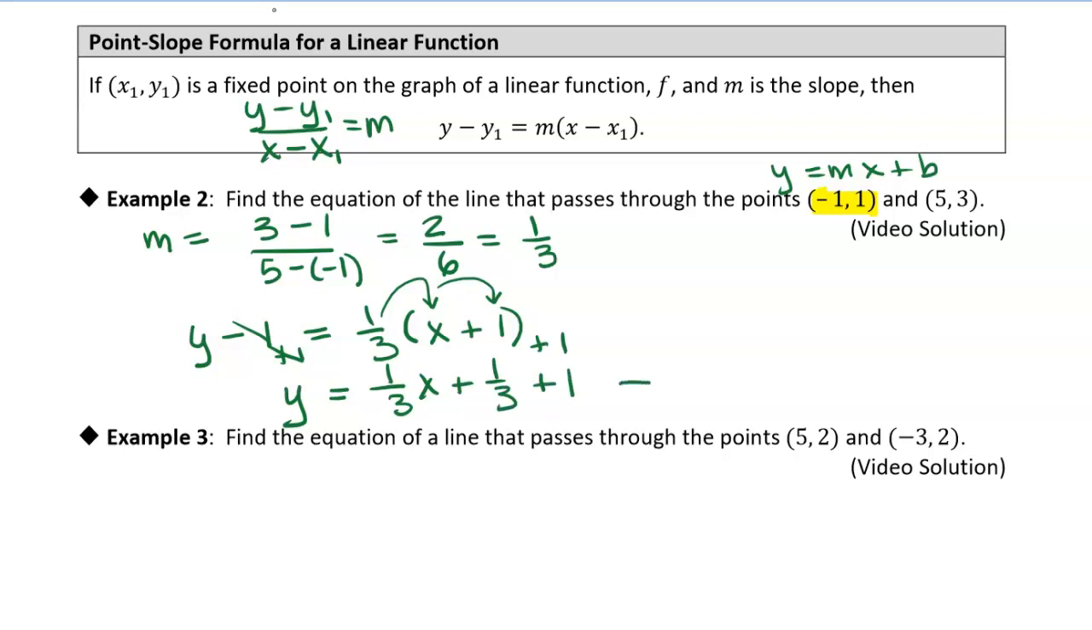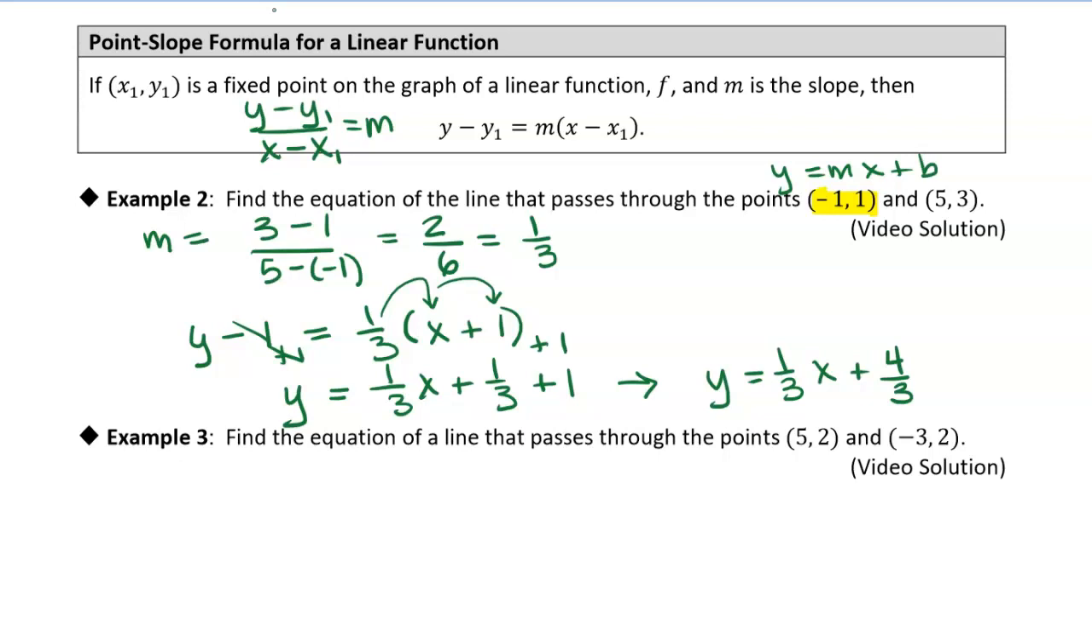So I'm going to rewrite that. I'm going to combine the two constant terms, so I'll end up with y equals 1/3 x, and then 1/3 plus 1 is 1/3 plus 3/3. 1 is 3/3, so this becomes 4/3. And there you go. There's our equation in slope-intercept form. So now we know that the y-intercept is at 4/3.